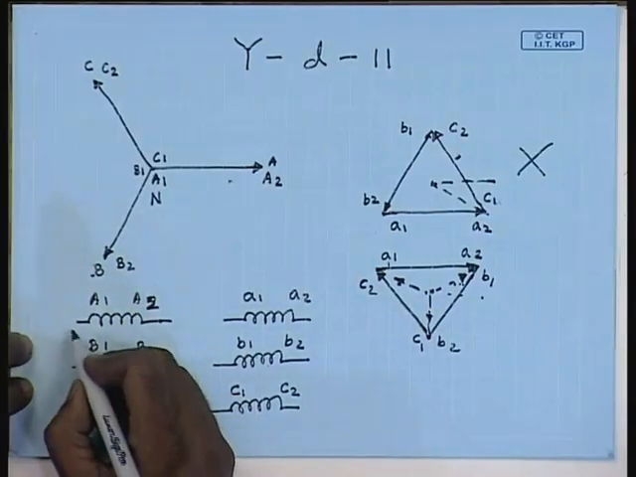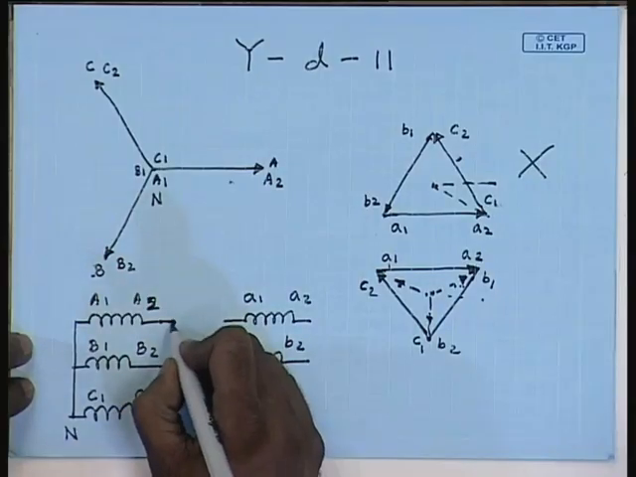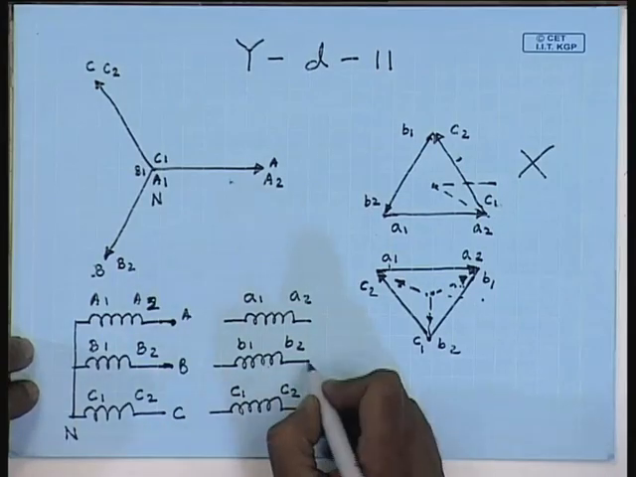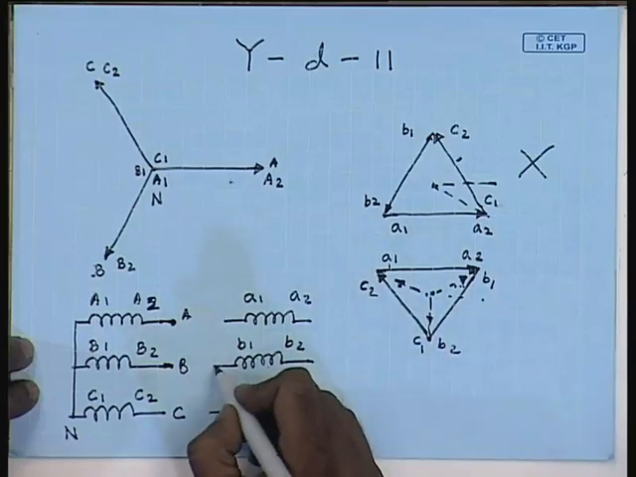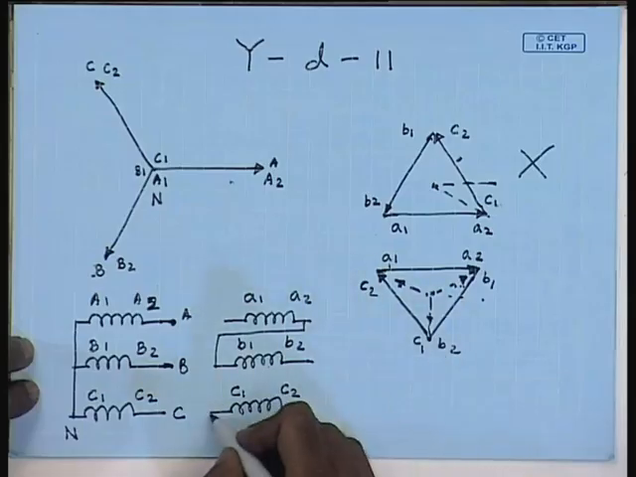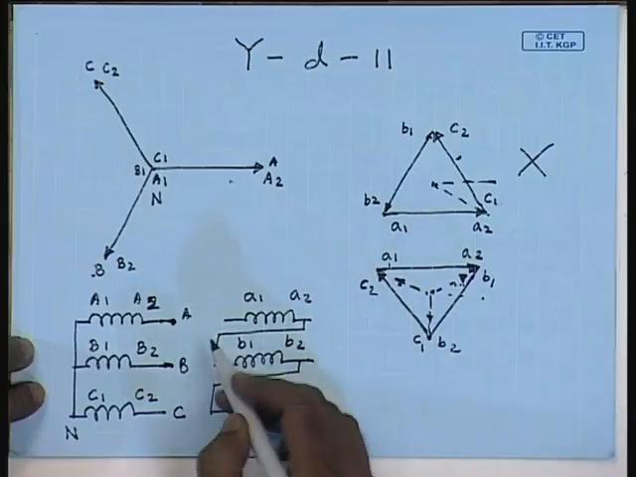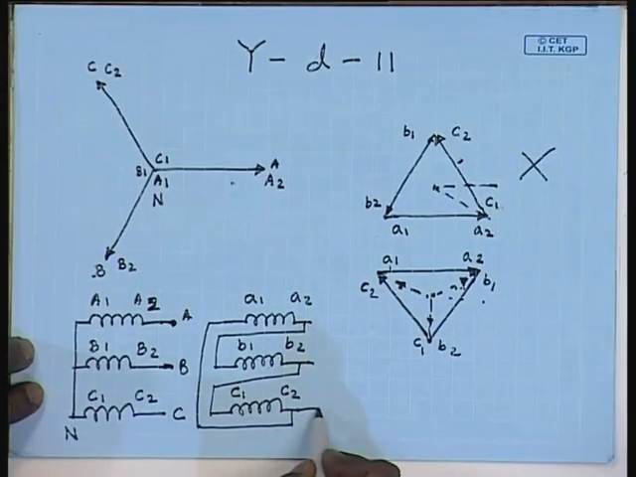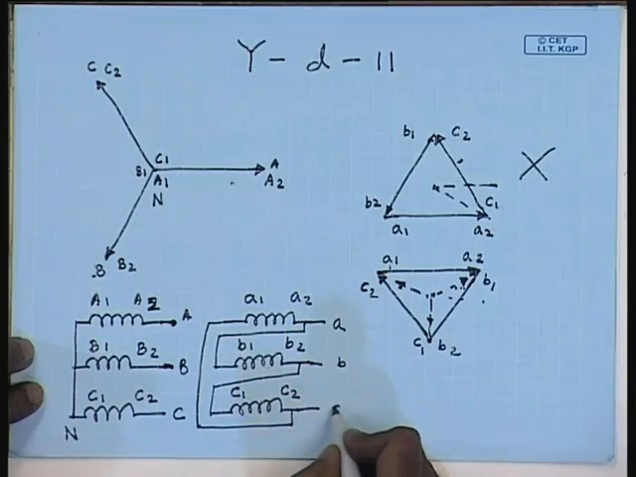On the high voltage side, the star point is formed by connecting A1, B1, C1. This is the neutral N. These are the line terminals A, B and C. On the low voltage side now, we connect A2 to B1, B2 to C1 and A1 to C2. The lines are connected to A2, B2, C2, A, B, C.